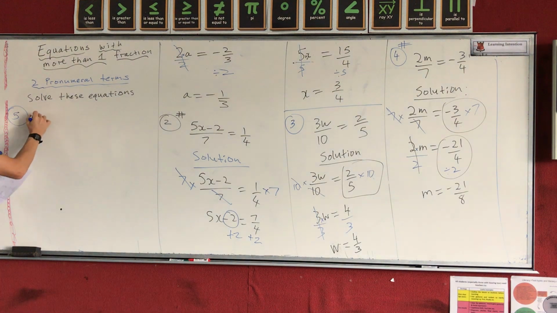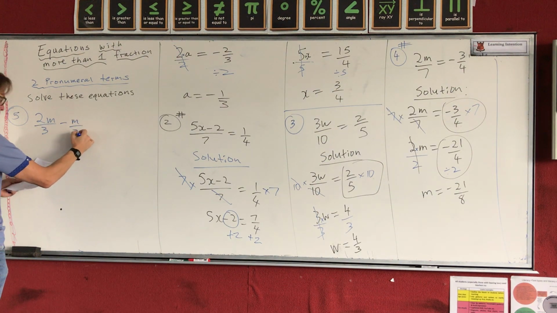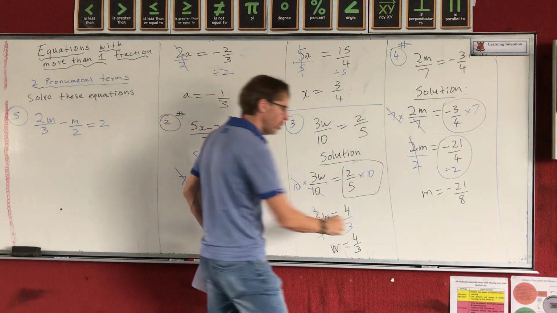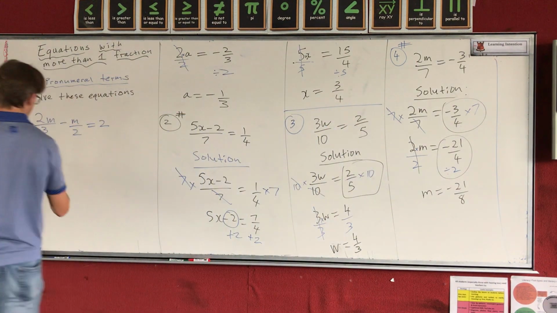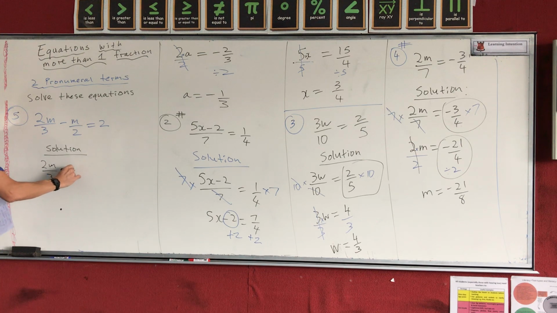Okay, so we've got 2m over 3 minus m over 2 equals 2. Alright, now just like before, I'm going to write the word solution underneath and copy the question out again so you don't draw on top of the original question. Whoops, should be an L there. Solution. Okay, so we've got the question, 2m over 3 minus m over 2 equals 2. Rightio.